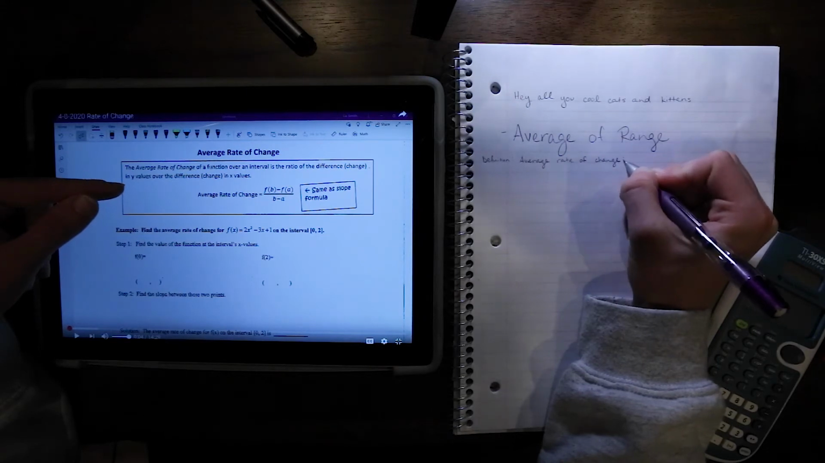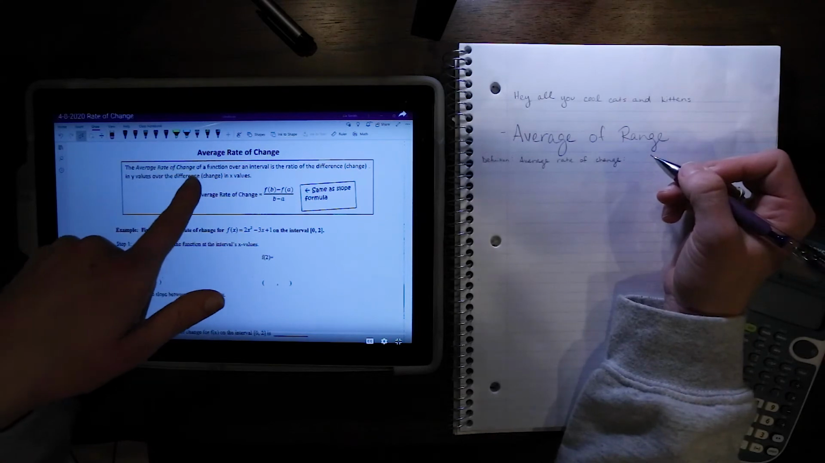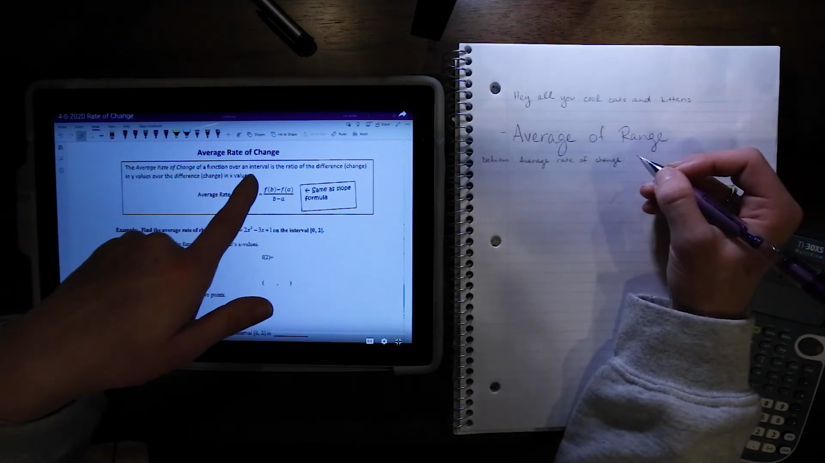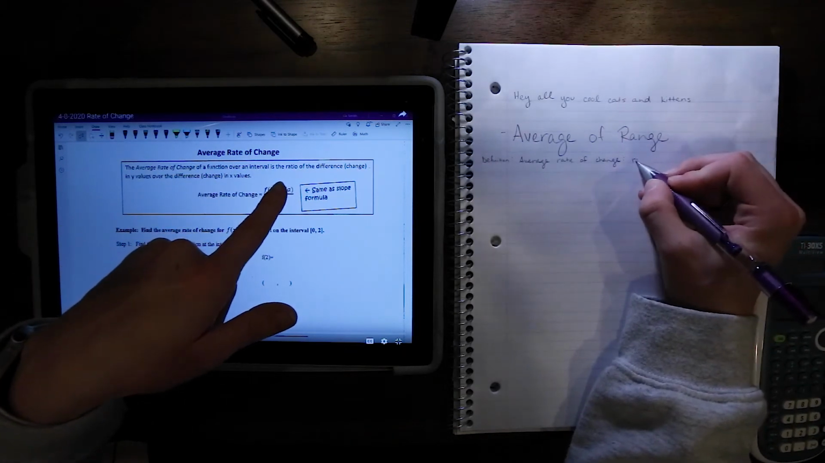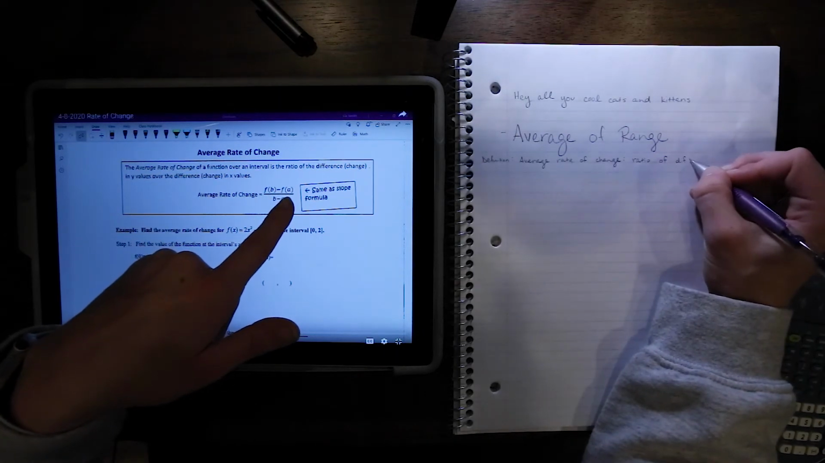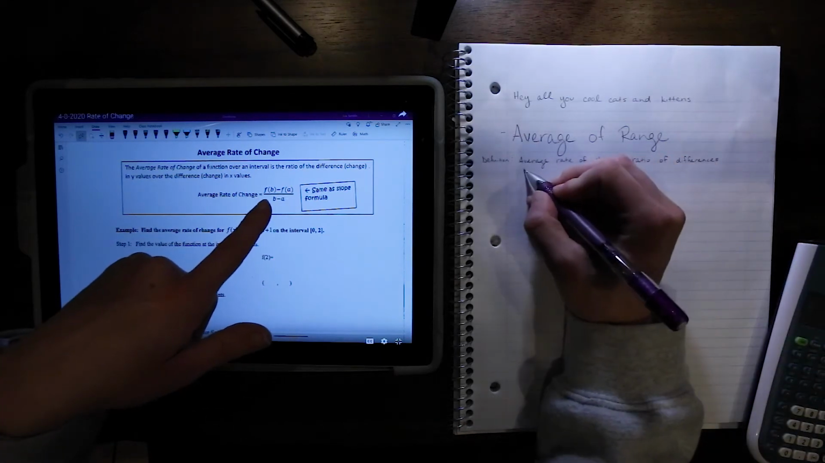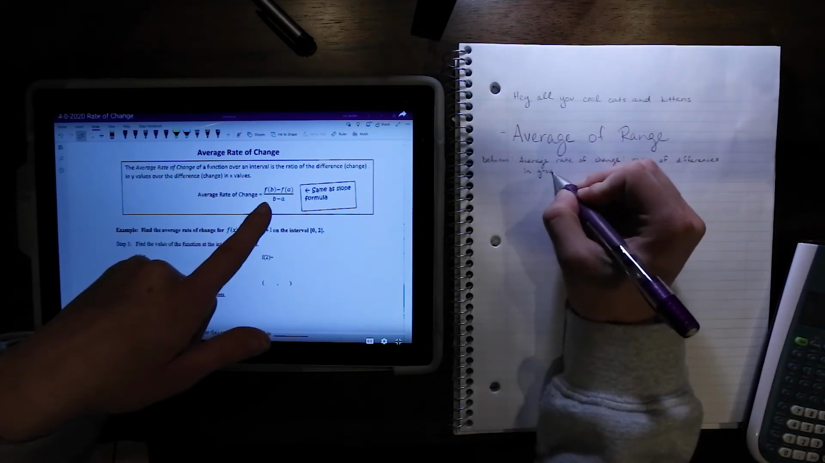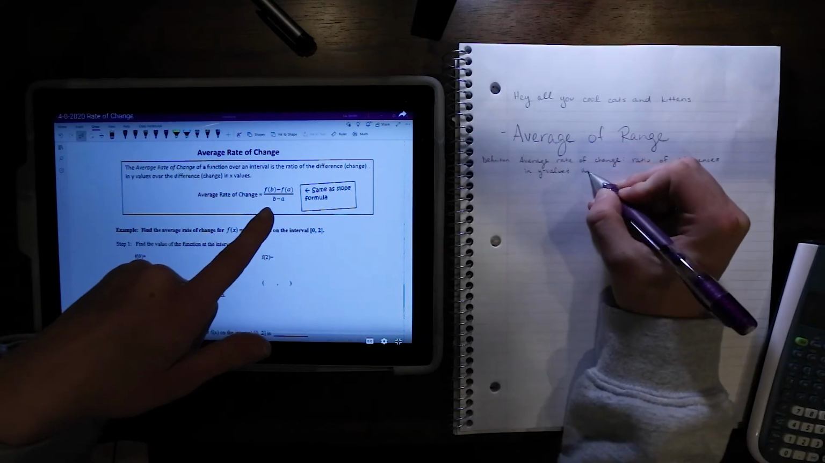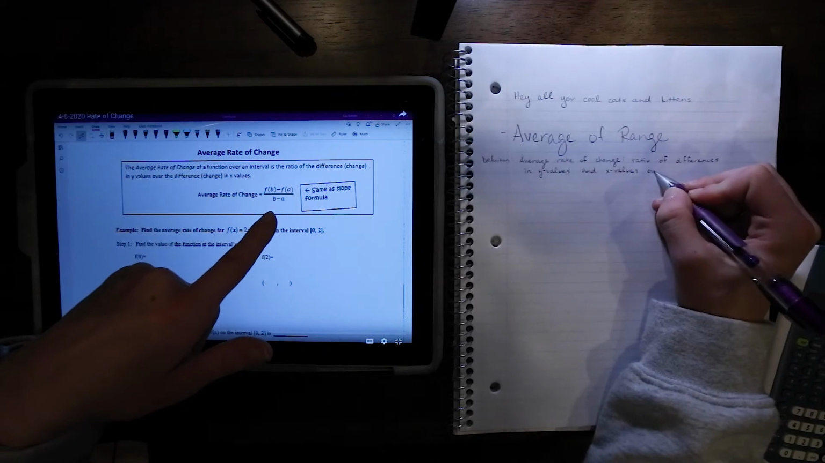And then, do you have to copy this down word for word? No, you can paraphrase. So average rate of change is a ratio of differences in Y values and X values over an interval.